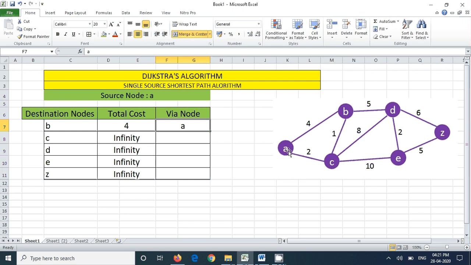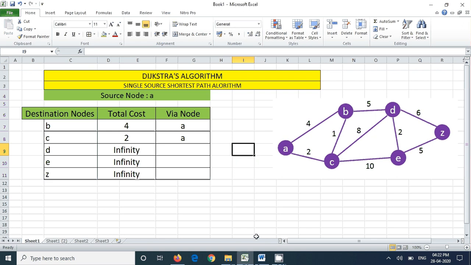Then from A I can go to C also directly with the cost of 2. 2 is also less than infinity, so we replace infinity with 2, and the via node is A. So destination node C, via node A. These two are filled out. Then comes the next phase, where we have to select which one to scan from, or which one to add to the answer.